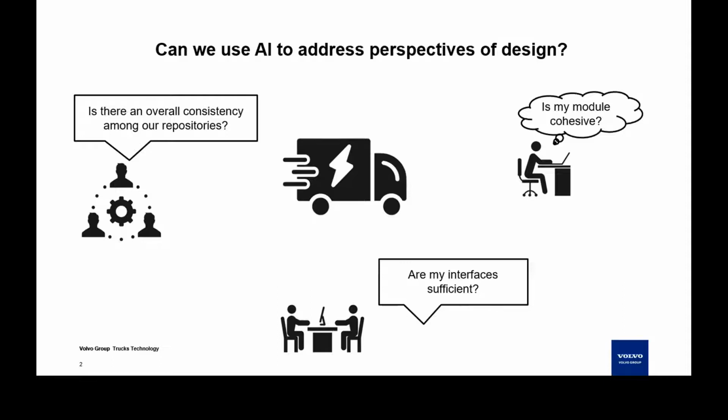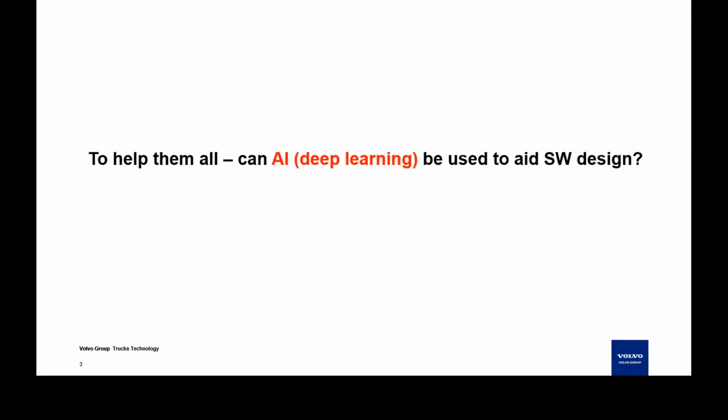So all these questions are going to pop up. And these are all questions from different perspectives. These are all questions that require different nuances. And these are all questions that require a lot of time for people to address, which is why we ask the question: can we use AI, or more specifically deep learning, to address these different perspectives of design and hopefully bring in some sort of automation on design questions?